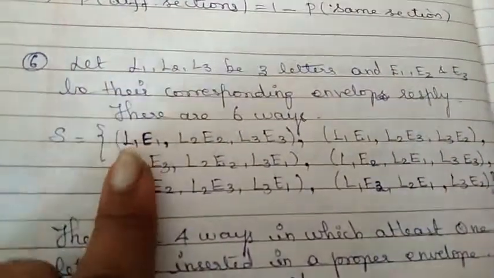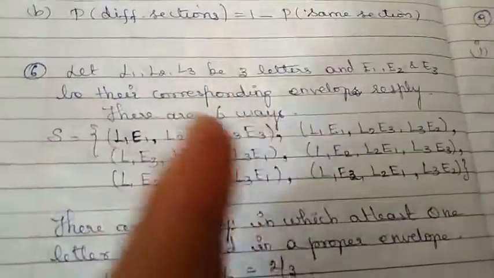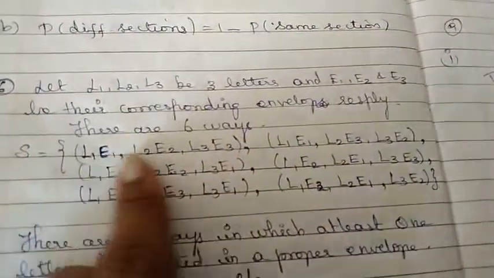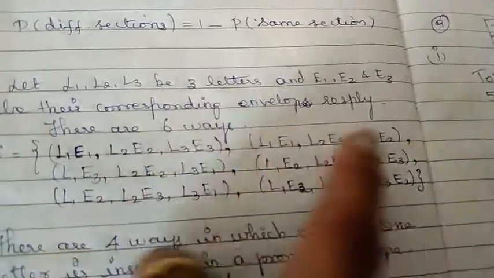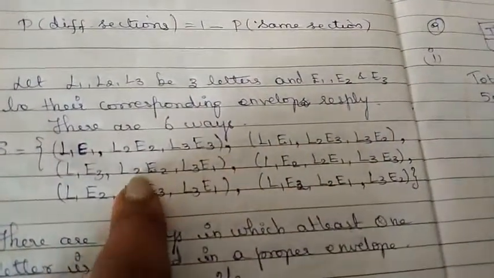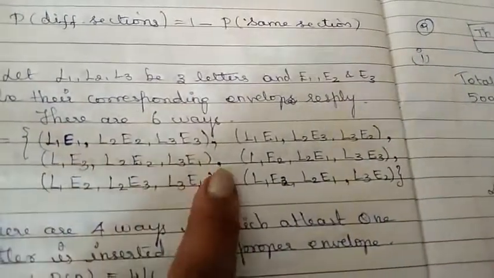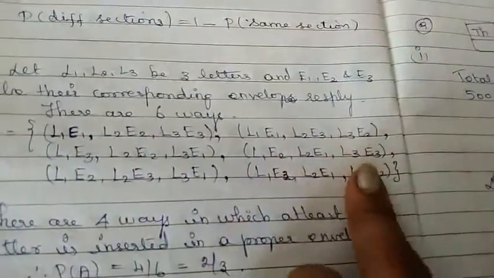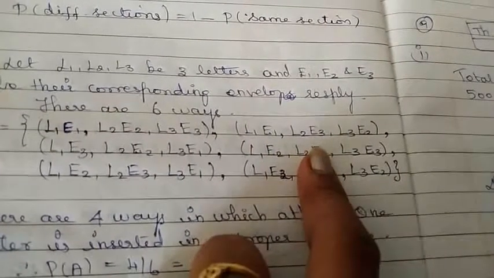Okay. So first I have written L1, E1, L2, E2, L3, E3. Everything is placed correctly. Then I have fixed L1, E1. Then I changed L2, E3 and L3, E2. Then next I have fixed L2, E2 and I have written L1, E3 and L3, E1. These two I have changed. Then I have fixed L3, E3. Then I have changed these two.